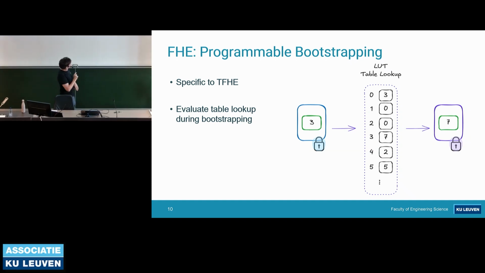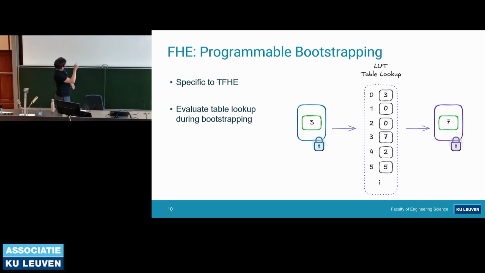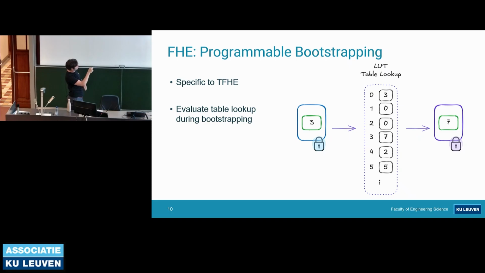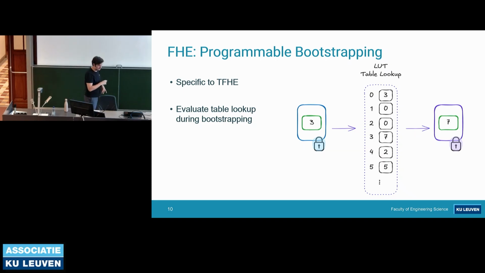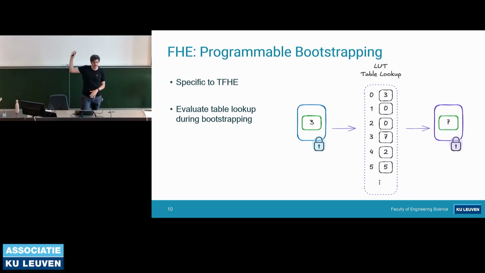What TFHE can do now is, during its bootstrapping operation, it can take completely anonymous, like the execution of this bootstrap operation doesn't know any of these contents. It can take the content of the number and use this as an index for our table lookup, so that we can convert our 3 here into a 7. Doing this is completely free.